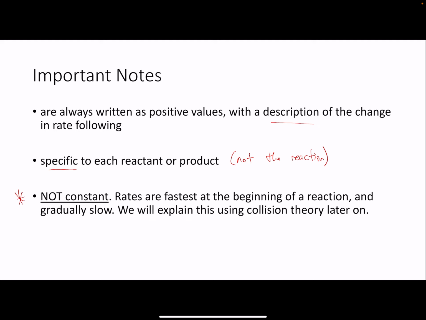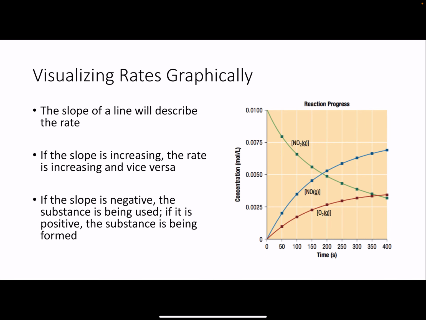Lastly, the most important part is that rates are not constant. They're fastest at the beginning and then they slow down. Okay, so you'll always see a graph either decreasing and leveling off or increasing and leveling off. And that leveling off tells you that the reaction is finished because the rate is 0. There's no more change.